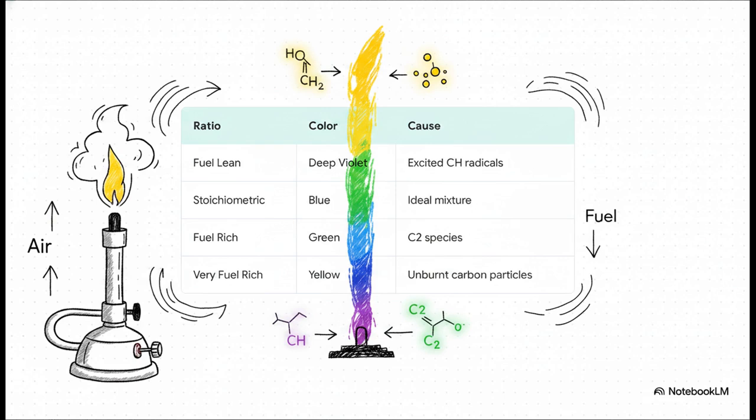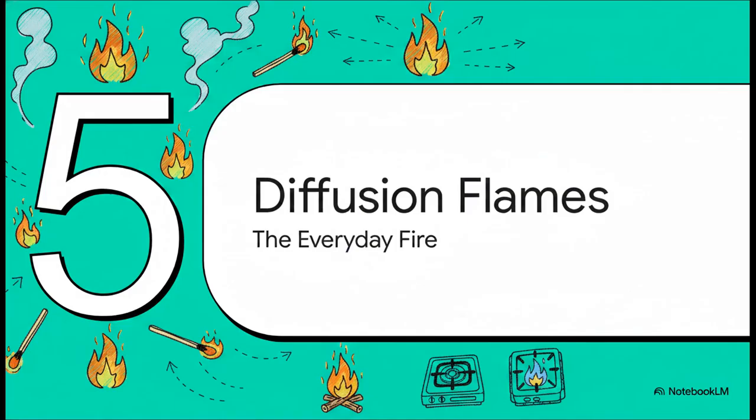If a flame is fuel-lean, meaning there's a ton of air and very little fuel, it glows a deep violet. This is due to large concentrations of excited CH radicals, or methylidine. If the mixture is perfectly balanced, which we call stoichiometric, you get that crisp, clean blue flame. Now, if we tip the scales and make it fuel-rich, the flame turns green. This green hue comes from high concentrations of C2 species, which are carbon atoms in hydrocarbon intermediates. And finally, if the mixture is very fuel-rich, it turns a bright yellow. Why? Because there just isn't enough oxygen to burn all the fuel, which leaves unburnt carbon particles that literally glow yellow-hot in the heat.